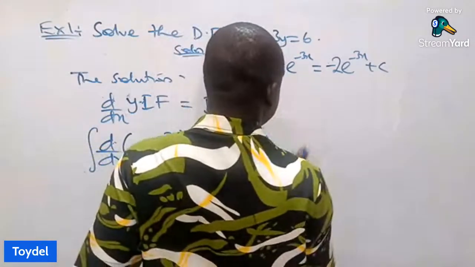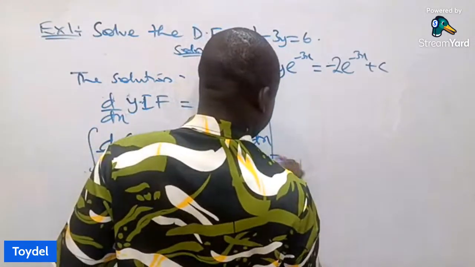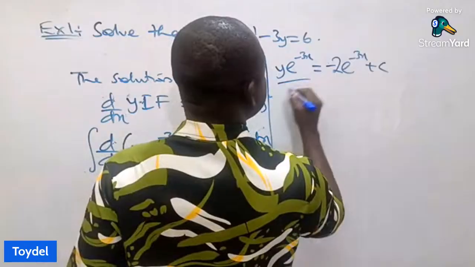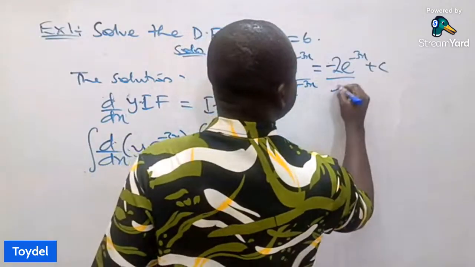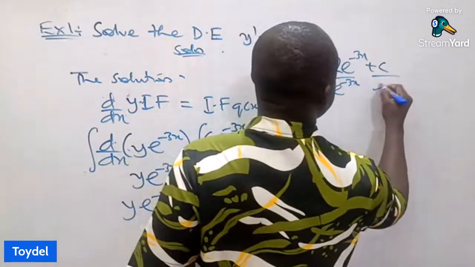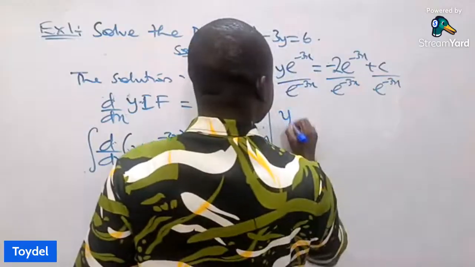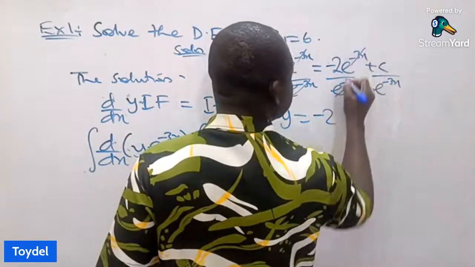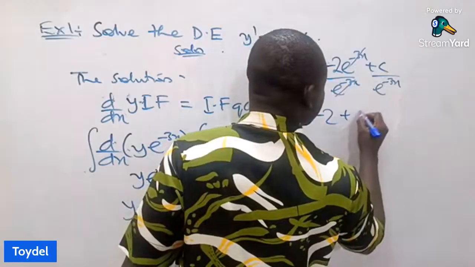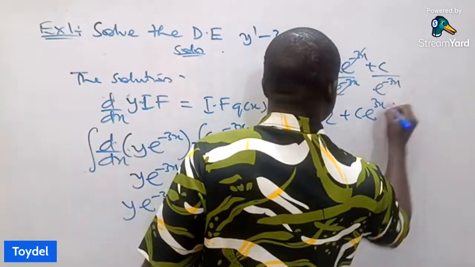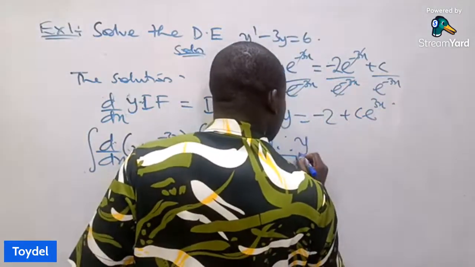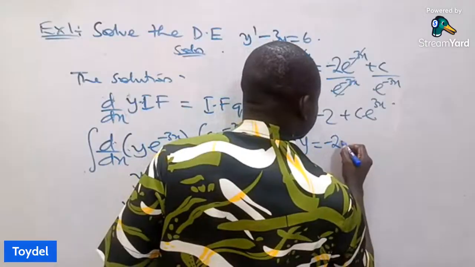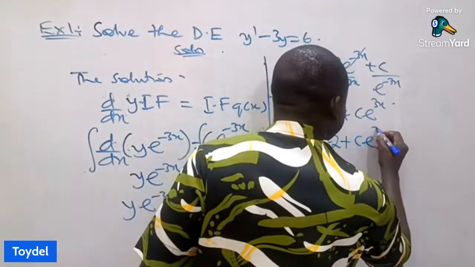Then from here we can divide both sides by exponential minus 3x, so that this cancels this. Y will now be equal to minus 2 plus c exponential 3x. Finally, the solution y will be equal to minus 2 plus c exponential 3x.